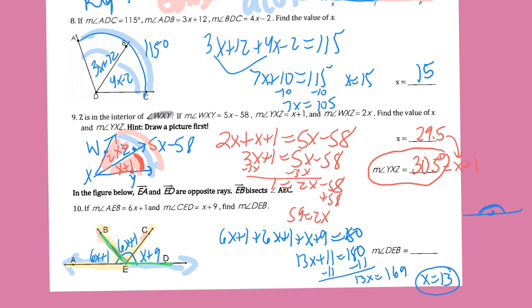DEB is going to equal both of these pieces together. So you take 6x plus 1 and then x plus 9. And so you get 7x plus 10. So 7 times 13, and then you add 10, is going to give us 101. And that would be in degrees, because once you find x, that's the actual measurement of this angle.